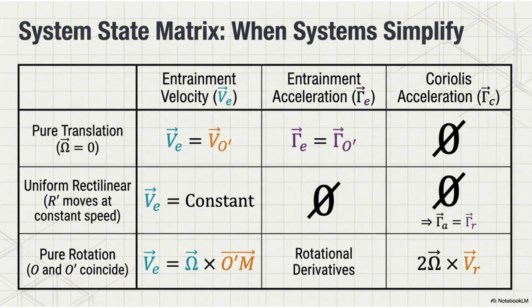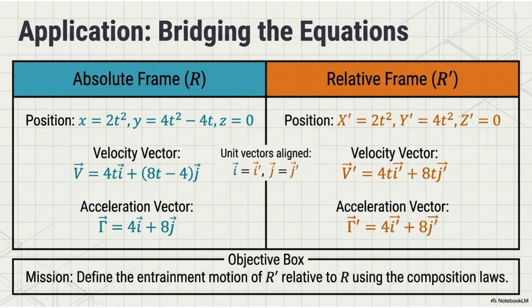In the third case, we consider pure rotation, where the origins O and O' coincide. In this situation, the entrainment velocity is determined by v_e = ω × O'M. The acceleration contains rotational derivatives as well as the Coriolis term, 2ω × v_r. This provides a practical diagnostic tool. Before performing calculations, we can identify the type of motion of the reference frame and immediately determine which terms should be included or eliminated. Let us now apply the composition laws to a concrete mathematical example.